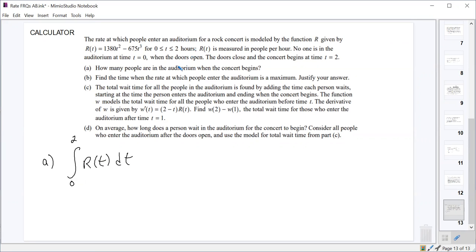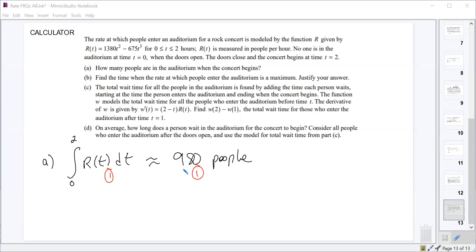Part A is like how many people, how many fish, how many bananas, whatever, right? They just integrate the rate function. So what did that come out to be? Should it come out to be 980? And that was worth 2 points. 1 for the integral and 1 for the answer.